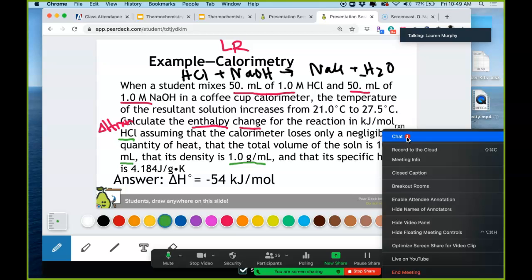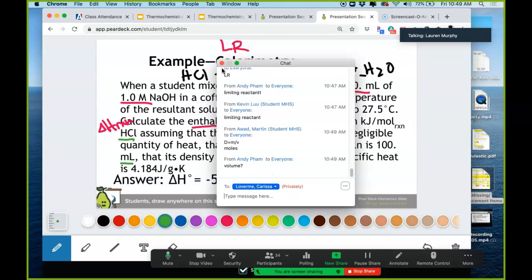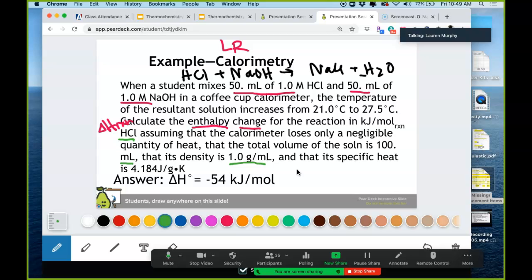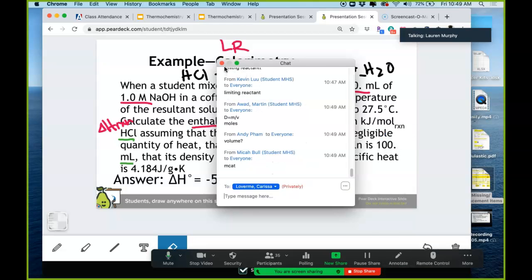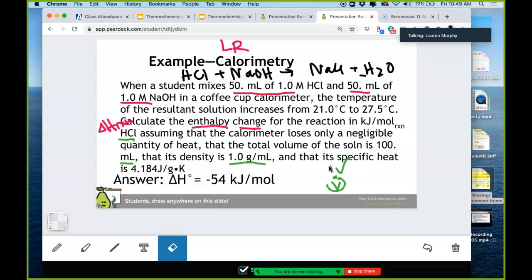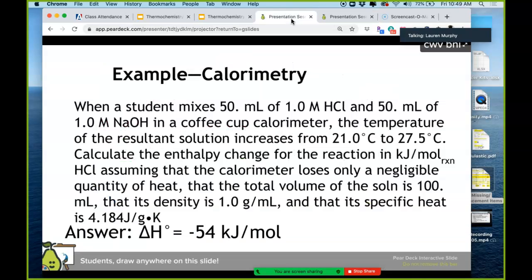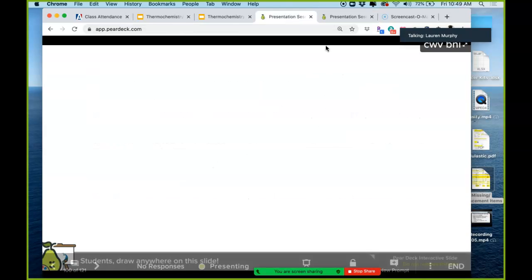Why do we want grams? Is there an equation that has grams in it? Remember density? So density is mass over volume. So if you have density and you have volume, you can get mass. Why would we need mass? MCAT. Beautiful. Okay, so I'm just trying to help you sort through the problem and why they're giving you certain things. So you go, okay, MCAT, but you got to be careful here because you got to remember that you're always measuring the surroundings.